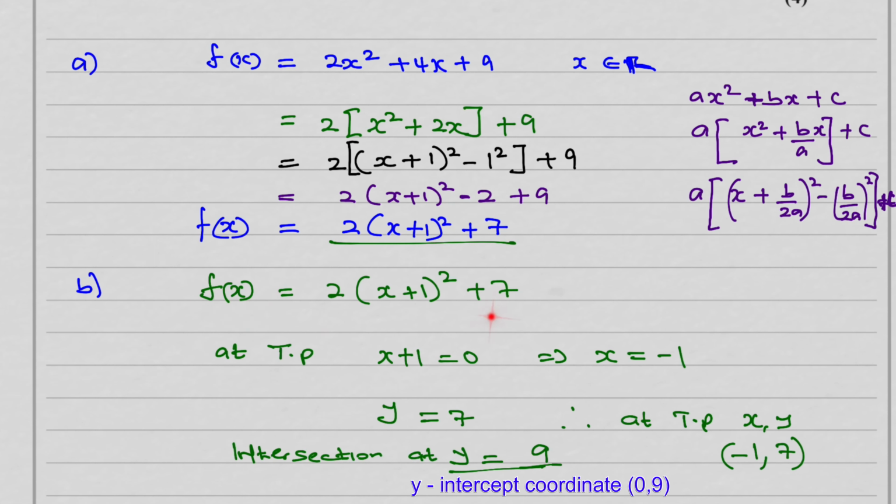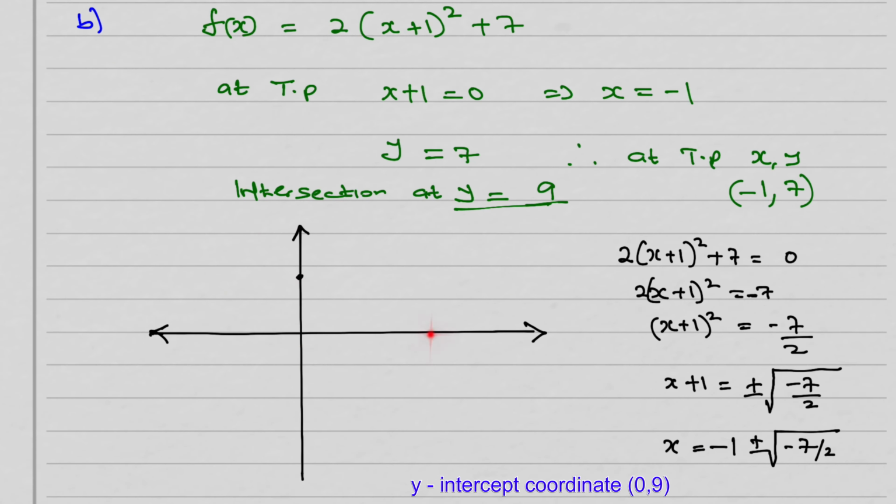At the turning point, we set the bracket to 0, x + 1 = 0, and I get x = −1. So at the turning point, x is −1, and it crosses the y-axis at 9, and the value of y at the turning point is 7. So this value here gives the turning point of y, and this one in the bracket gives the turning point of x when you set it to 0. So at the turning point, we have x to be −1 and y to be 7.